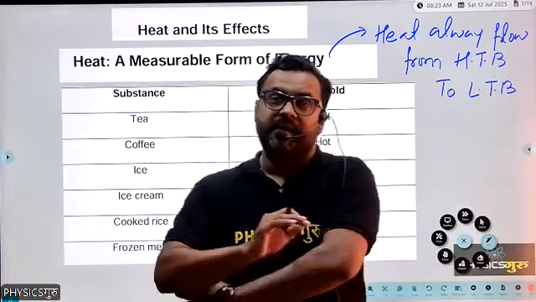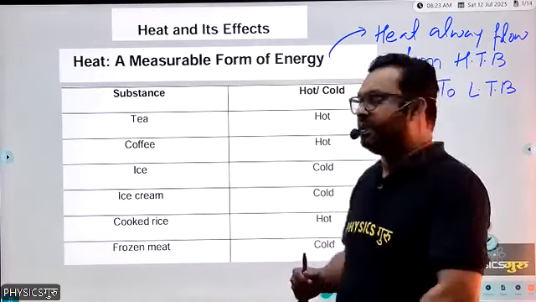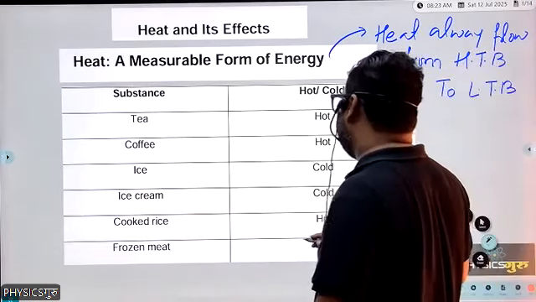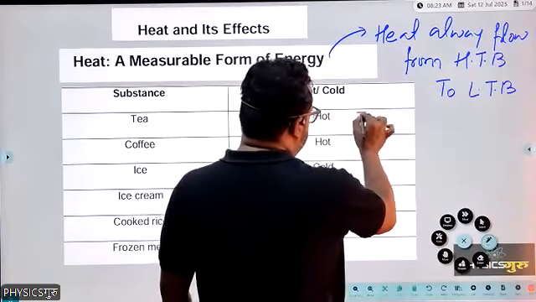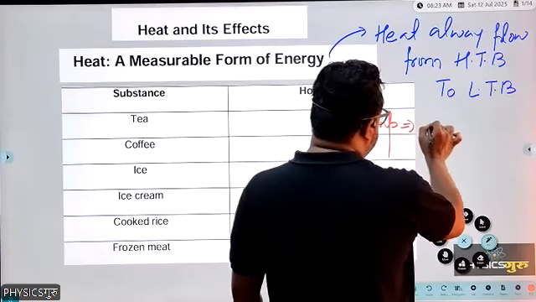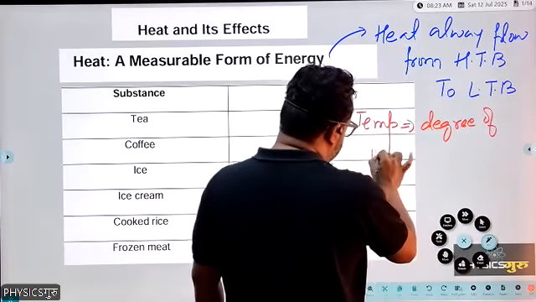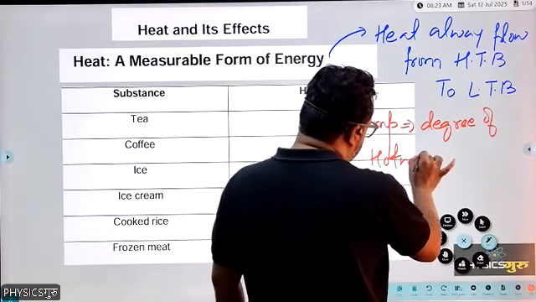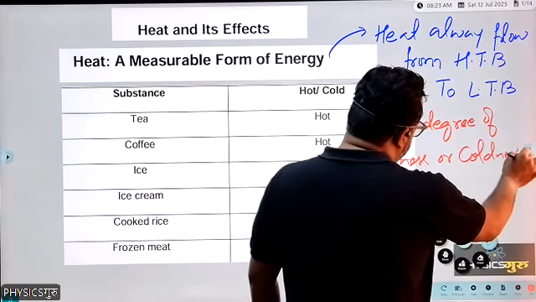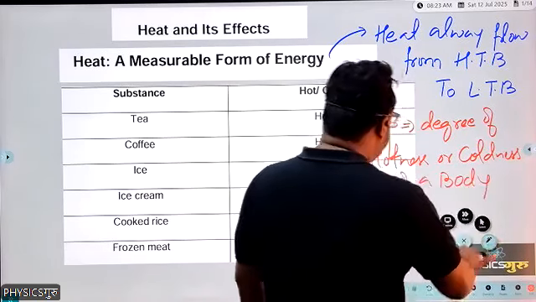Next one, example. When we talk about temperature, temperature is defined as the degree of hotness or coldness of a body. So there is a term called temperature. What is temperature? Temperature is nothing but the degree of hotness or coldness of a body.